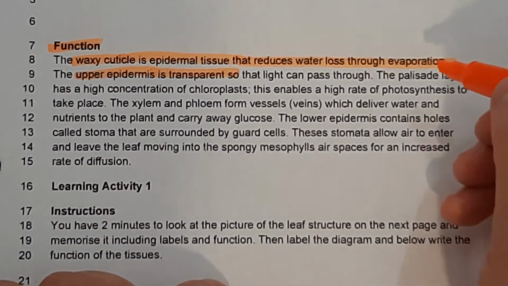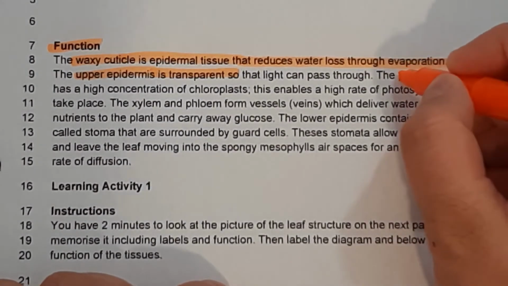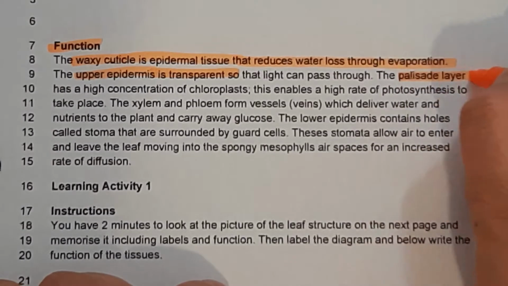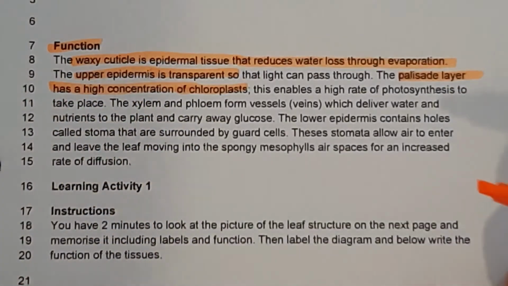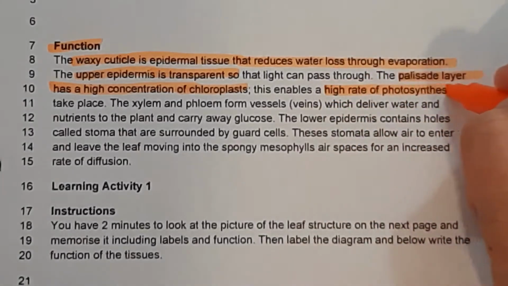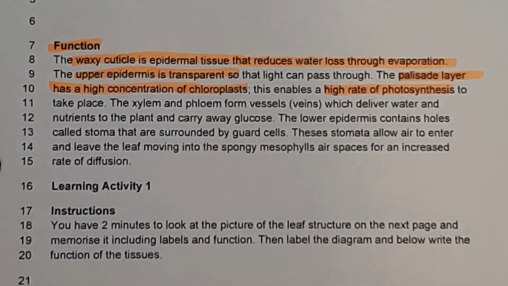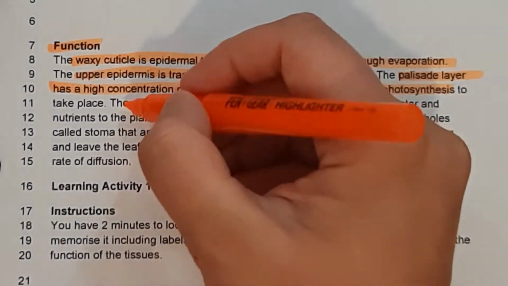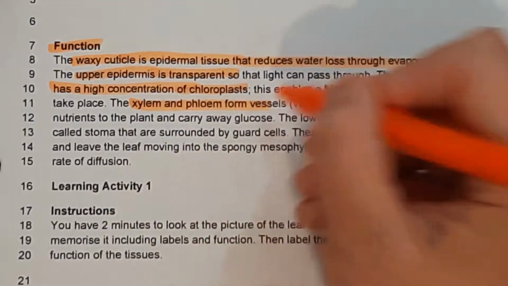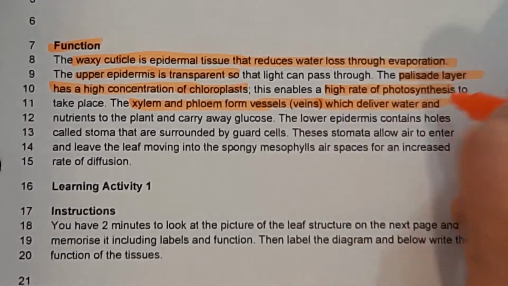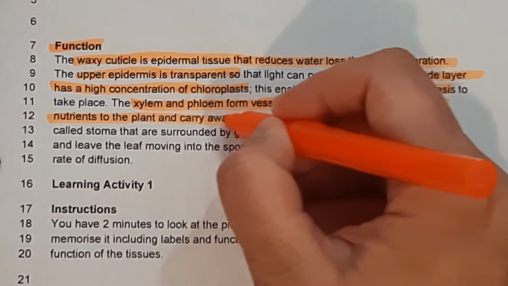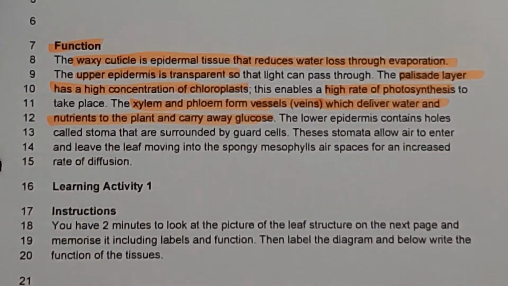Okay, the palisade layer, the palisade mesophyll we're talking about here, has a high concentration of chloroplasts. That enables a high rate of photosynthesis so that the leaf can produce lots of energy for the plant. The xylem and phloem form vessels or veins that deliver water and nutrients to the plant and carry the glucose away from the leaves, which is where it's produced by photosynthesis.